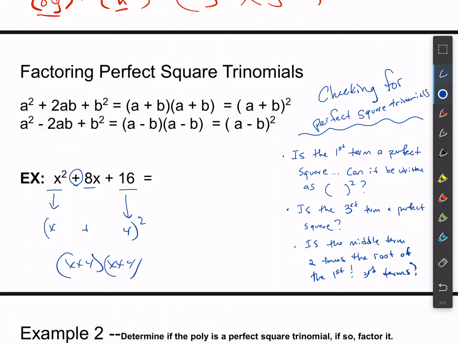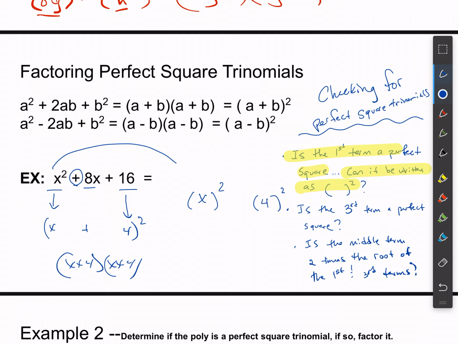So the strategy here is to use these questions on the side. Is the first term a perfect square? In other words, can it be written with parentheses? Can you write this as something in parentheses squared? And the answer to that is yes. It could be written like this. Then you do the same thing for the last term. Can it be written as something squared? The answer is yes, 4.